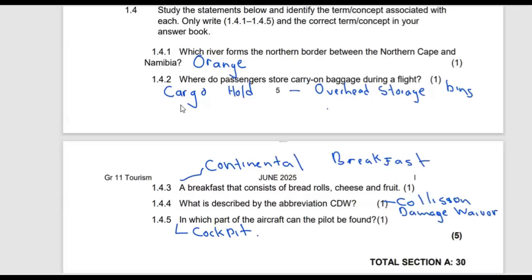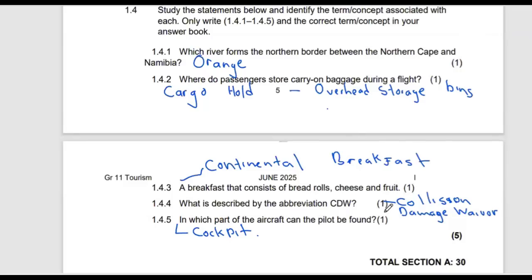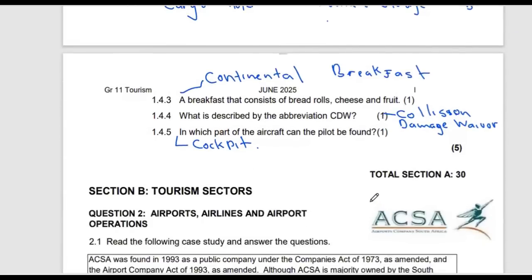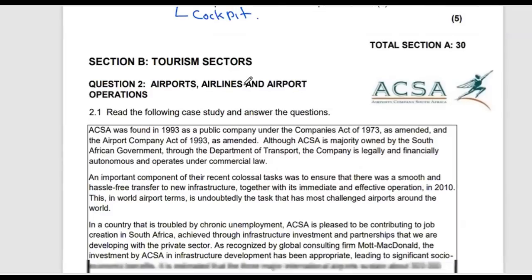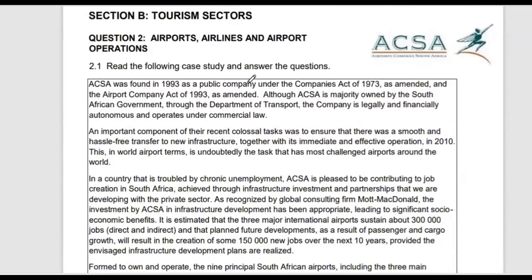So now we are moving on to the next question, which is question 2. When it comes to question 2, we start by reading the scenario itself. There's a scenario about the Airports Company South Africa. You can see its logo. And also we need to read the case study, tourism sectors, airports, airlines, and airport operations. Read the following case study and answer the questions.